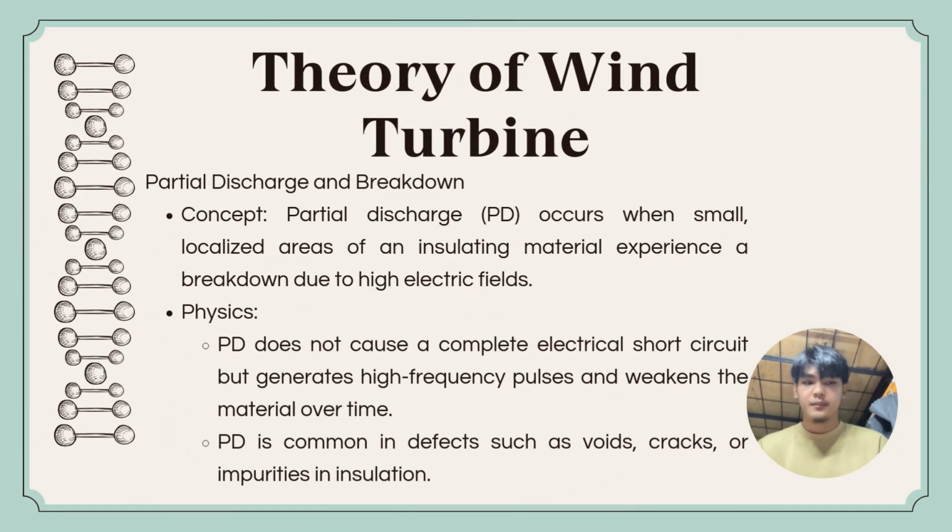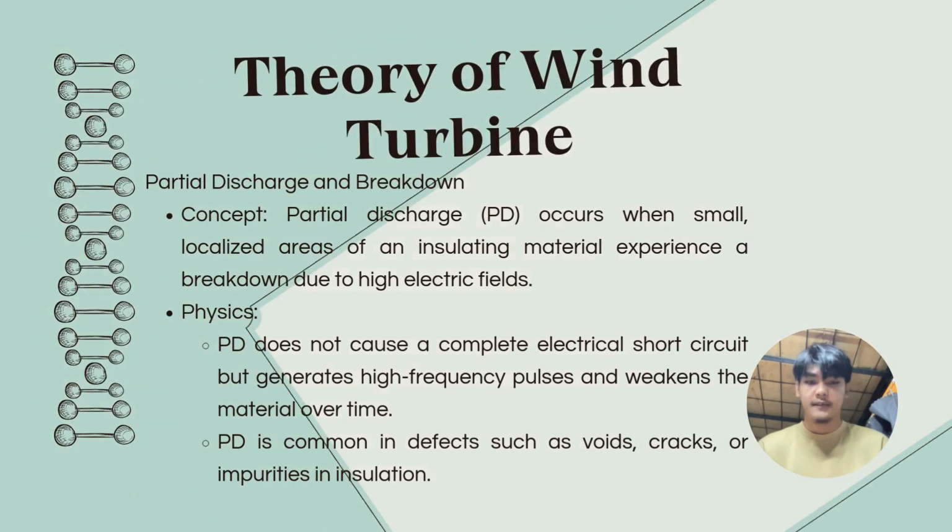The last basic concept of physics is partial discharge and breakdown. The concept is that partial discharge occurs when small, localized areas of an insulating material experience breakdown due to a high electric field. The physics is that PD does not cause a complete electrical short circuit, but generates high frequency pulses and weakens the material over time. PD is common in defects such as voids, cracks, or impurities in insulation.